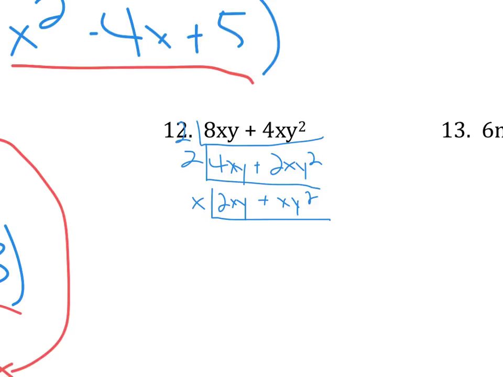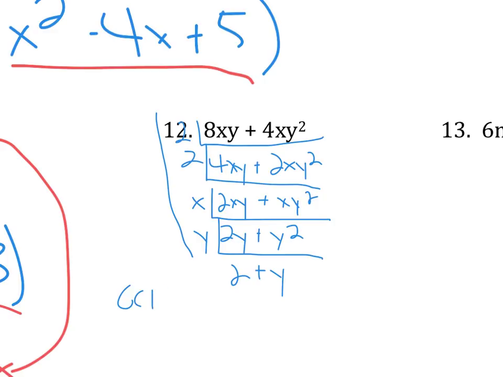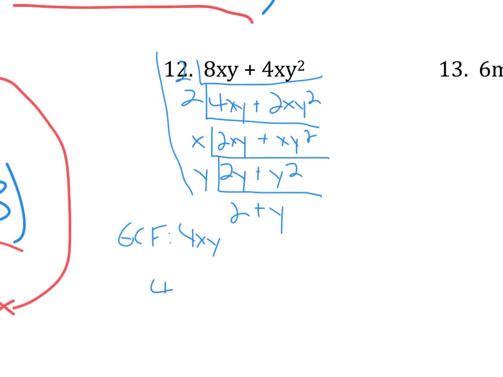So pull out an x there. So that 1x is now gone. That 1x is now gone, leaving us with 2y plus y squared. And then now we deal with the y's just like we dealt with the x's. So I can pull out a y, and that gives me 2 plus y. Now we look at all of this for our GCF. So 2 times 2 is 4, and then we have x, y. So we have 4xy. Once we factored that out, we are left with 2 plus y as our answer there.